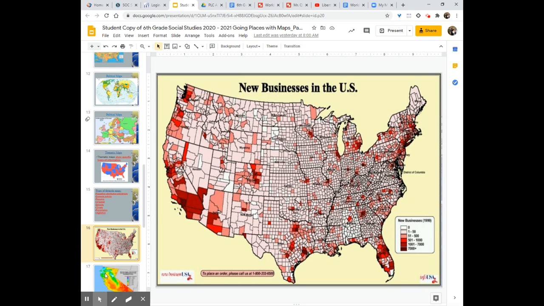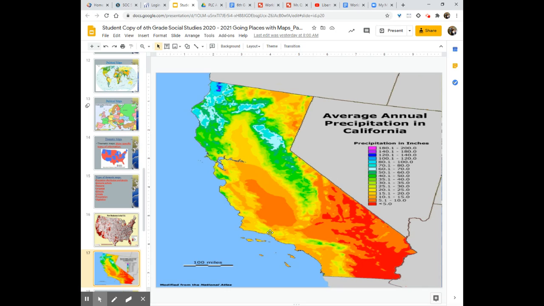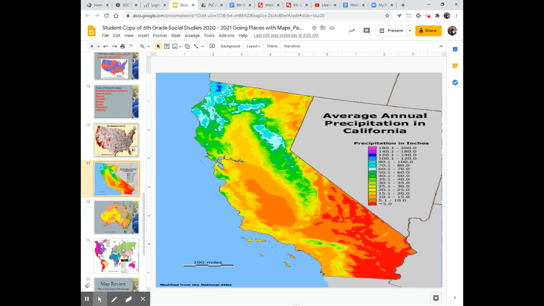It's a thematic map. You can also see here the average rainfall in California. Here is our title that tells us what kind of map we're looking at and where. Here is our key or legend that tells us how to read the symbols and information on the map. And here is our scale. All things that help us to be able to read this map better.